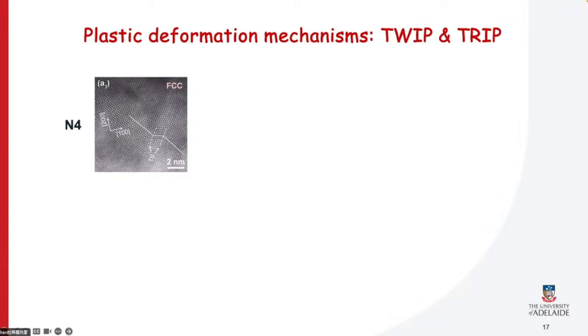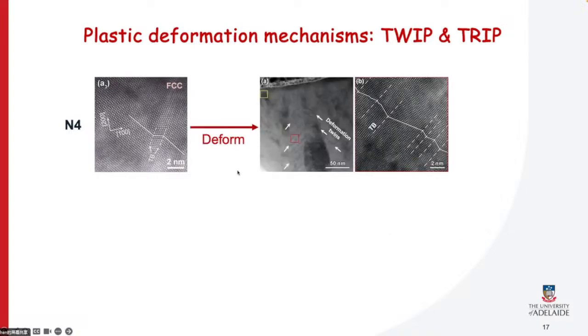So for the FCC structure sample N4, with a relatively low nitrogen content, we see that after deformation, extensive deformation twins were observed in the deformed sample, right? As can be seen in both low magnification and atomic scale STEM images. So that means deformation twinning happens during the deformation.